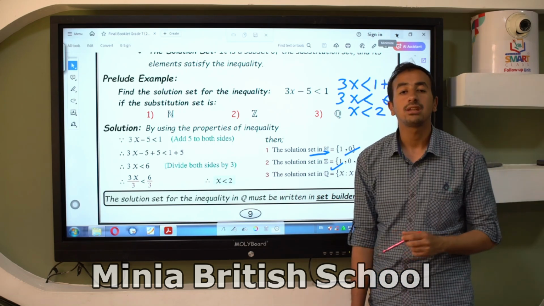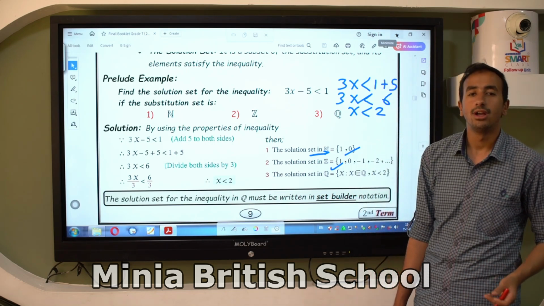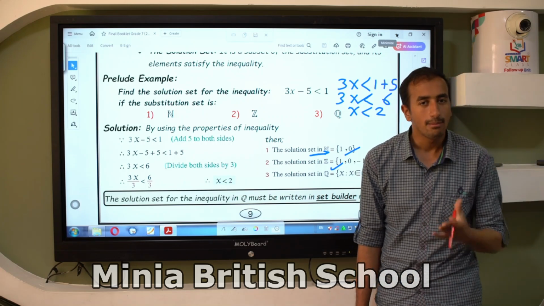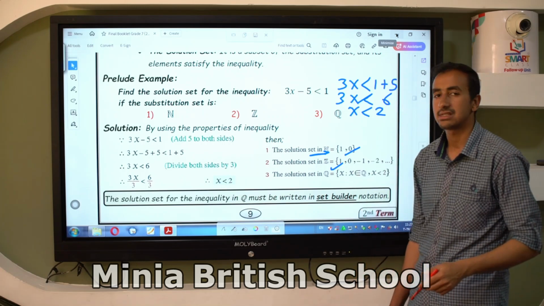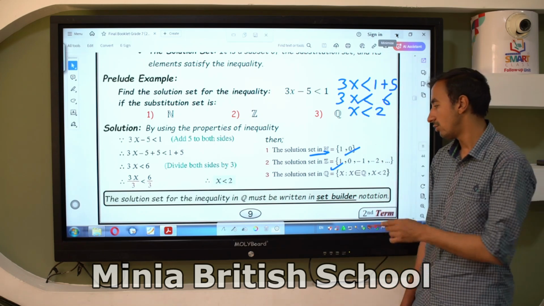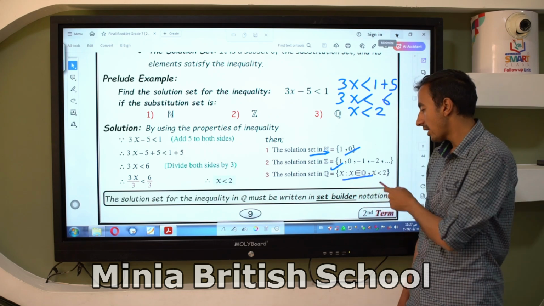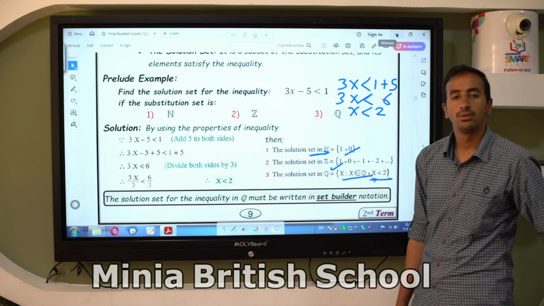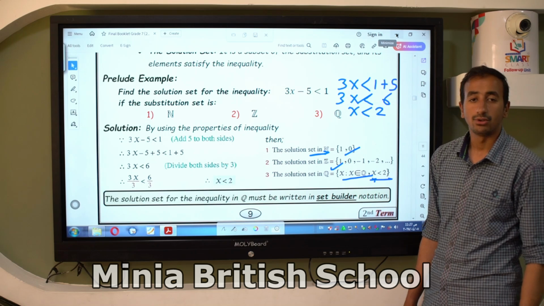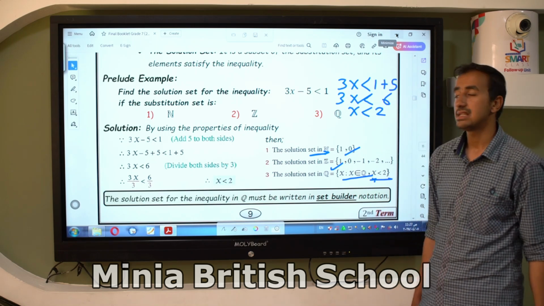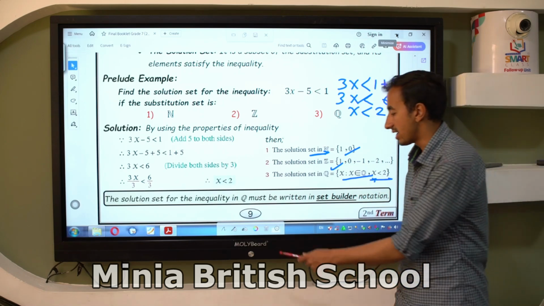Here, the solution set in Q, the rational numbers. We must write the solution set as a set builder. Excellent. So you can write: x such that x belongs to Q, comma, x smaller than 2, inside the brackets of the set. That is the solution set in the rational numbers.